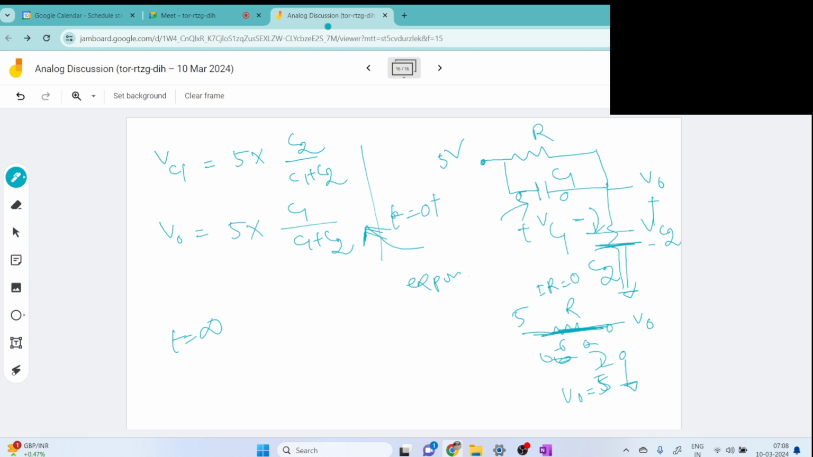So if we try to draw the waveform now, what will be the case? Now, what will be the voltage across VC1? Can we comment at t equal to infinity? We have found the V out at t equals infinity, but what will be the voltage at VC1?